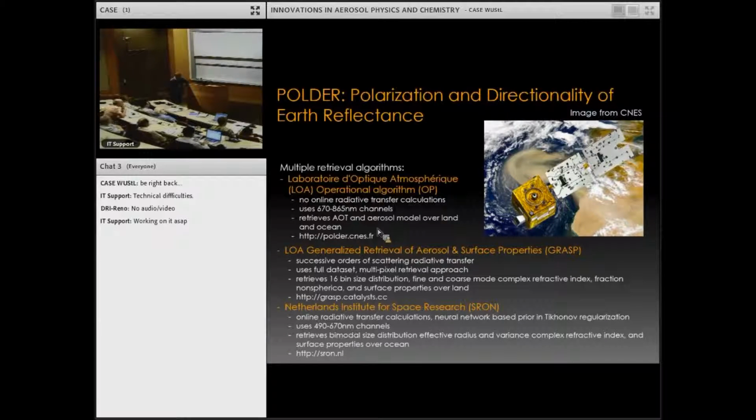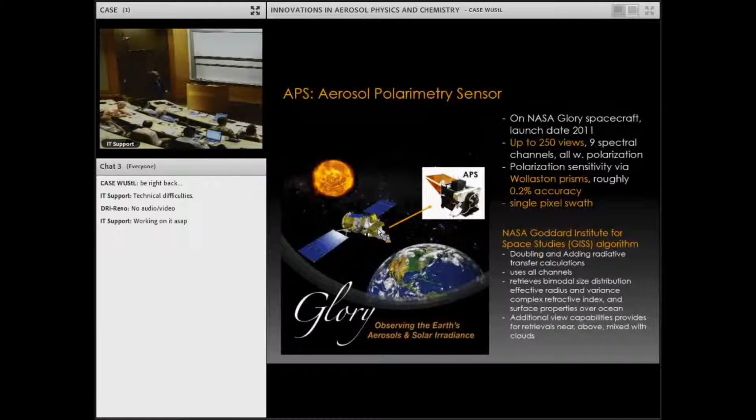Now, I mentioned before that Polar has this 2% uncertainty value. So there was an effort to try to break this down, and this was NASA's effort. This was an instrument called the Aerosol Polarimetry Sensor on Glory. Compared to Polar, this was supposed to have many viewing angles, 250 instead of 16, roughly an order of magnitude more accuracy in terms of polarization.